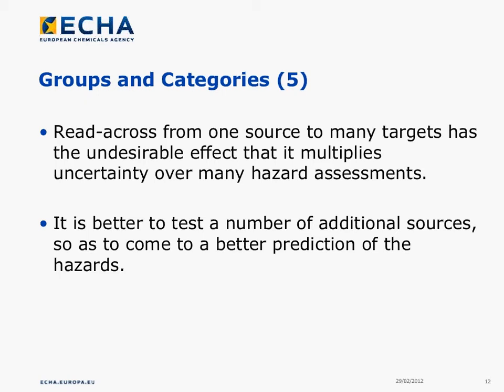Read-across goes with an extra uncertainty, and this uncertainty then is divided over all the target substances. If the uncertainty increases too much, it is better to test a number of additional sources so as to come to a better prediction of the hazards you can expect for the target substances, the substances for which you want to compile registration dossiers.